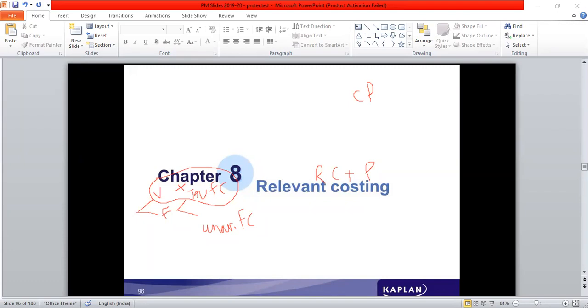So let's see the next chapter, relevant costing. Let's look into that and try to understand the concept of relevant costing.